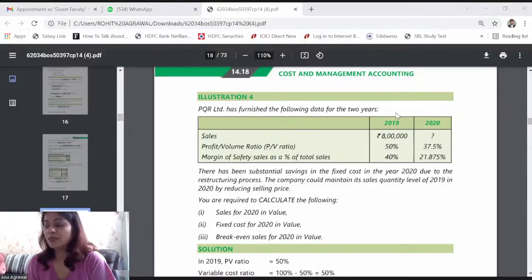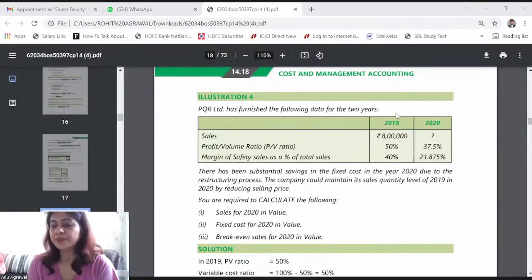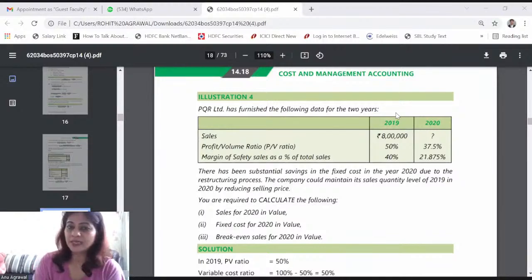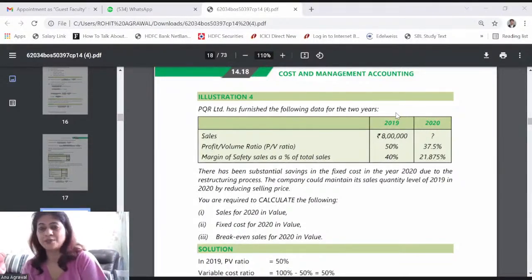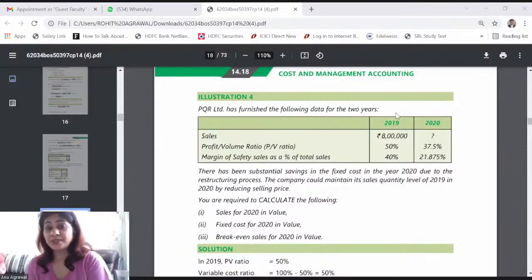Okay. Wonderful. Illustration 4. Let's do it. PQR has furnished the following data for the past 2 years. 2019, it was 8 lakhs. 2020, don't tell me. PVR ratio, they tell me that in 19 it was 50%, but in 2020, it is 37.5%. Margin of safety as a percentage of total sales is 40%. In 2020 also, I know it is 21.875%. But I do not know the sales of 2020.